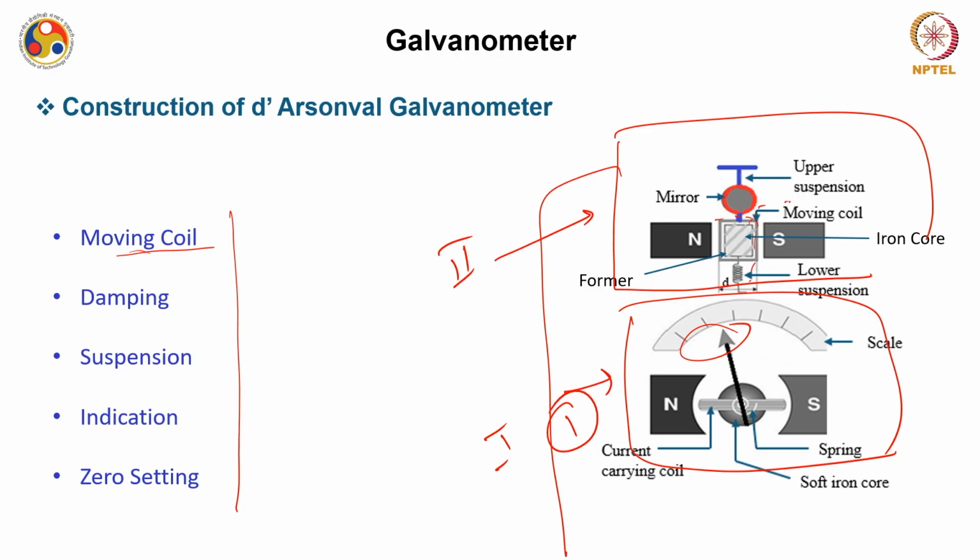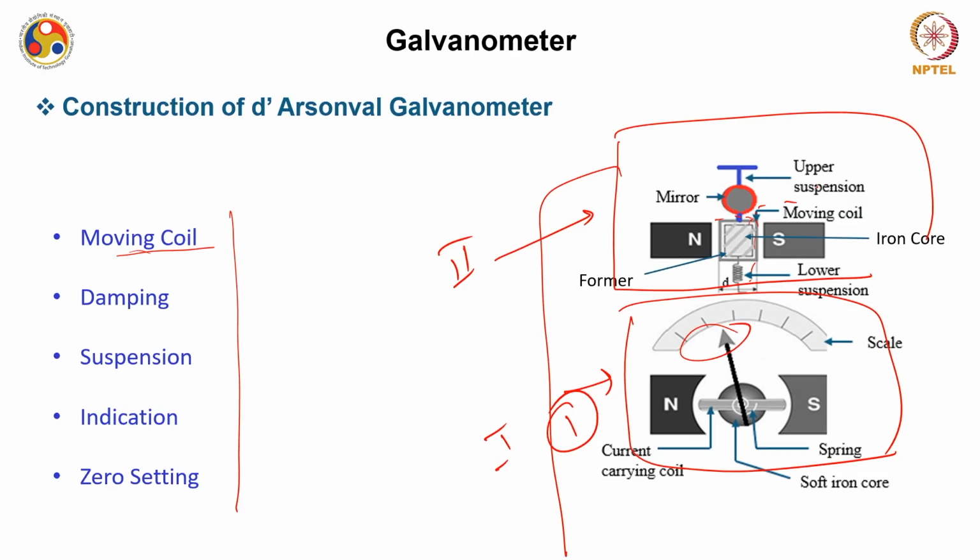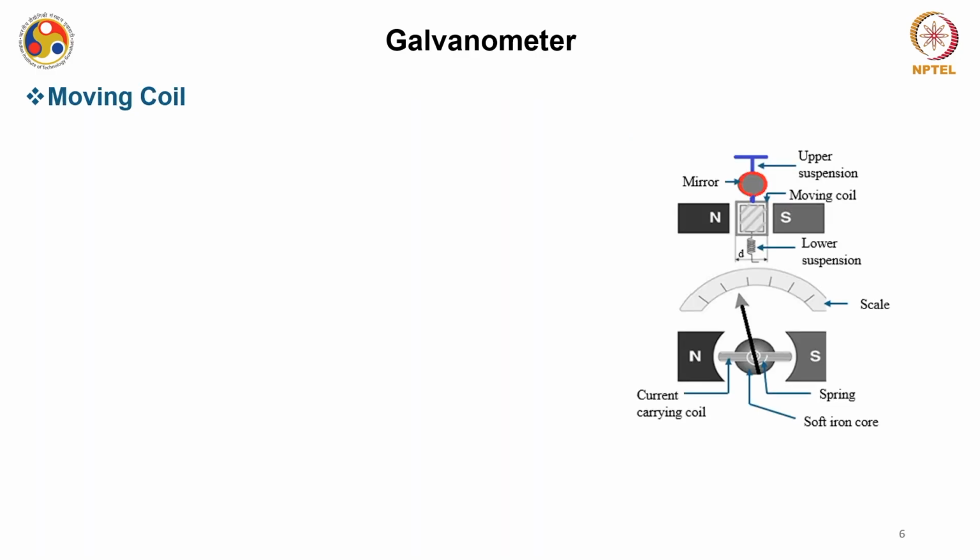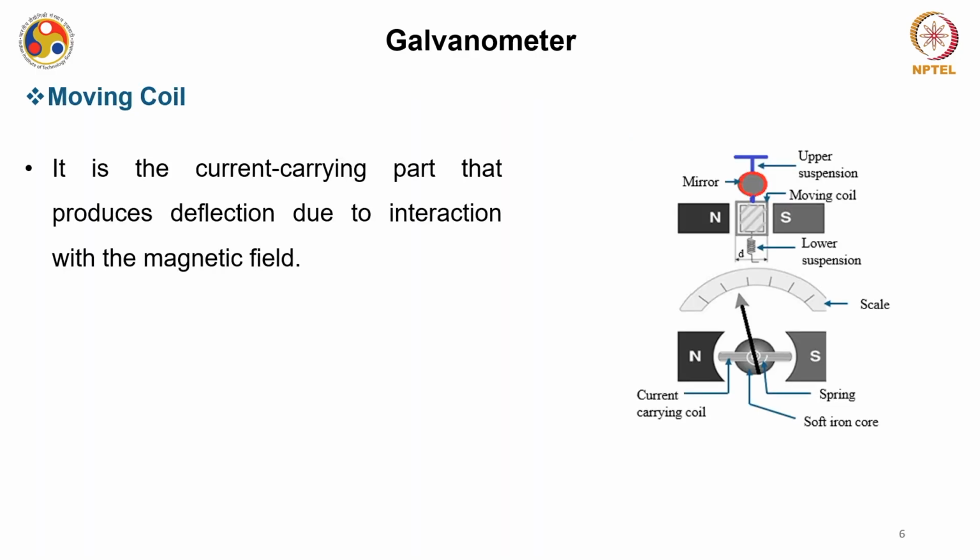This is the moving coil I am talking about. You have a damping system. There is a suspension system, where you have an upper suspension and a lower suspension. We have already discussed the suspension system; this is exactly the suspension system that we talked about. Then you have the indicating tool. This pointer acts as an indicating tool, and in this better view you have a mirror system arranged. We will see what it is, and then you have a 0 setting. Let us see all of these one by one.